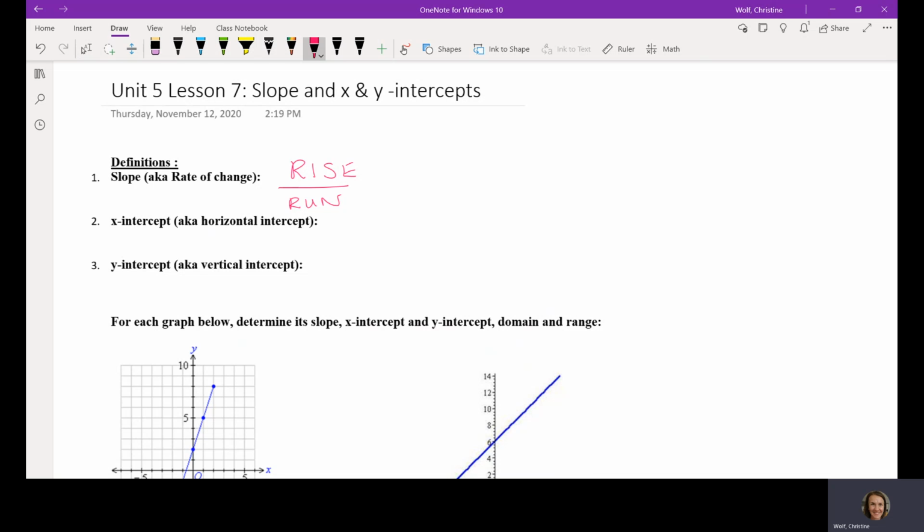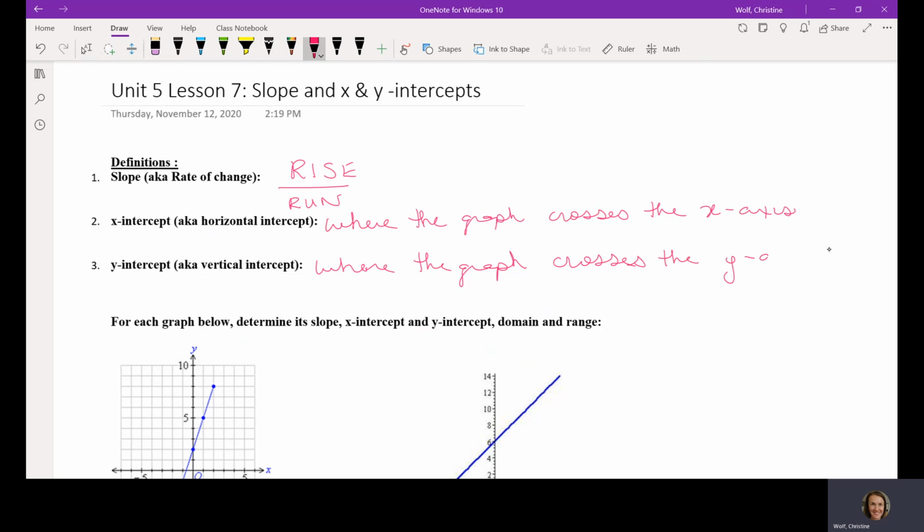Okay, next is the x-intercept, also known as the horizontal intercept, and this is defined as where the graph crosses the x-axis. The graph is going to cut across the x and y axis. So if I ask you for the x-intercept or the horizontal intercept, I want to know where it crosses the x-axis. And then for the y-intercept, it's where the graph crosses the y-axis.